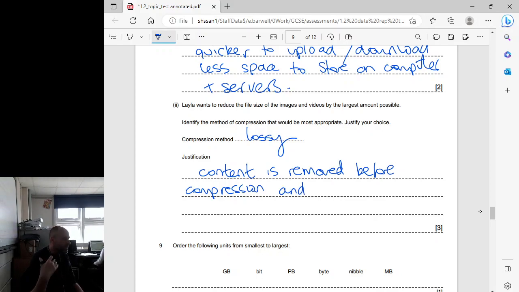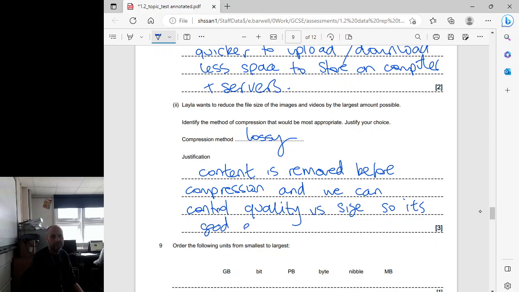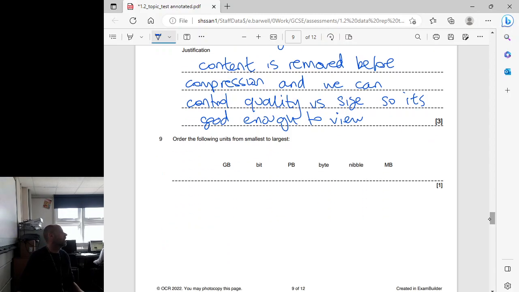And we can control the quality, so we can make it so it's good enough to view on a website. So quality versus size. Okay. Right. Last question on this page. Wow. Hardly anybody got this right, which was quite disappointing.